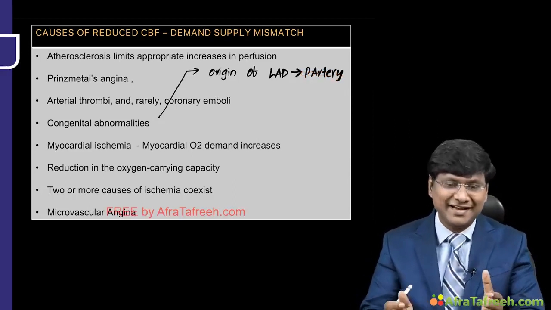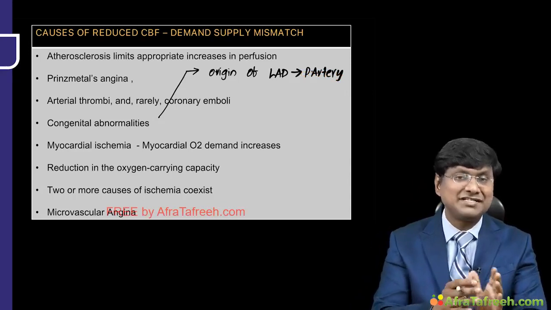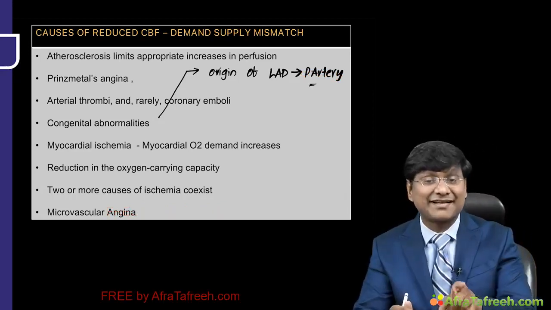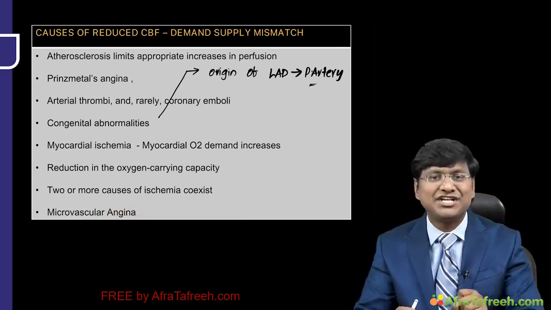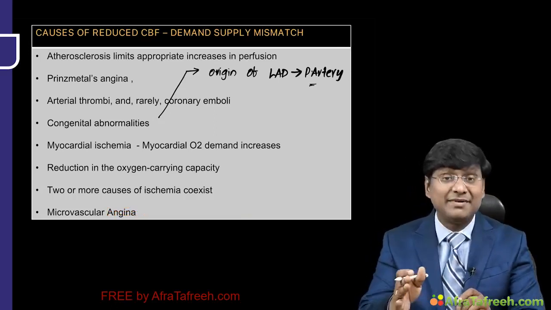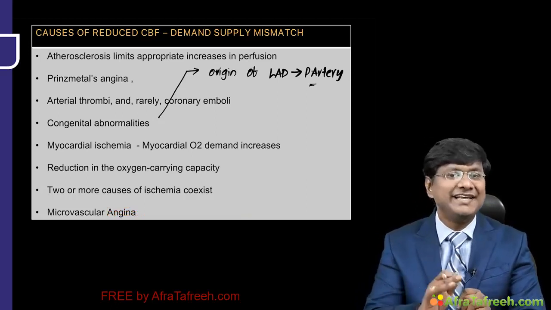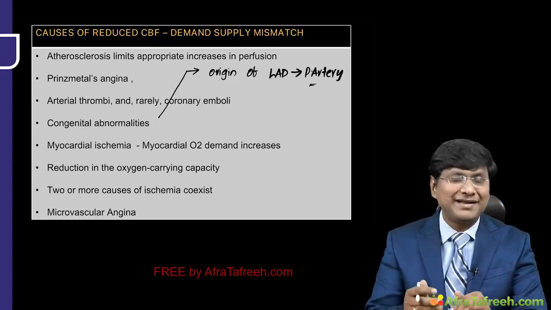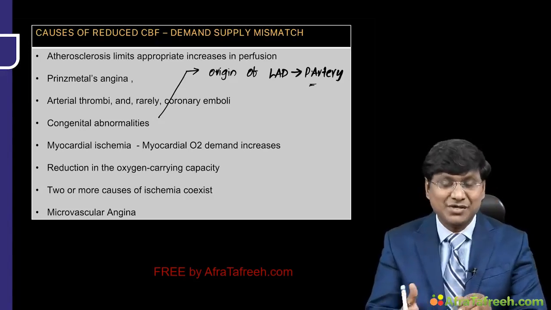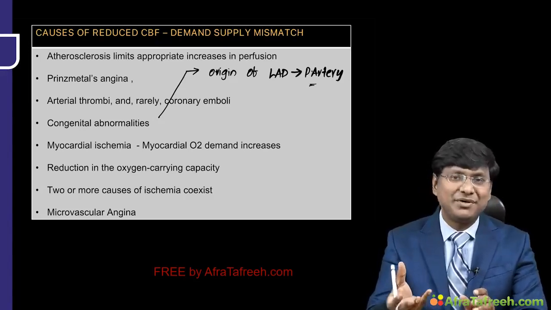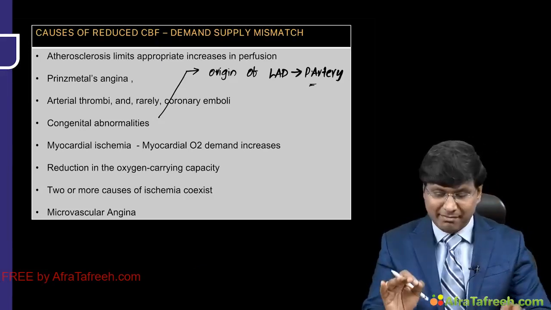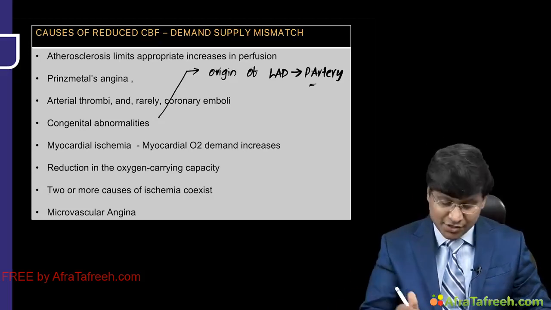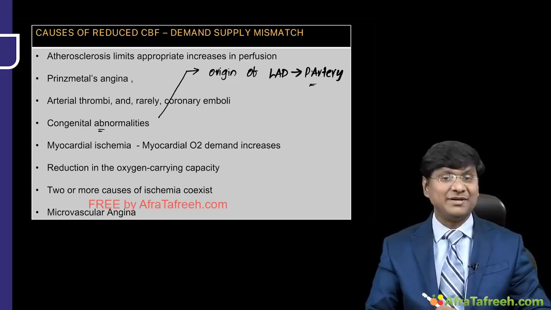The left anterior descending artery has to originate from the left main coronary artery, which is a branch of the ascending aorta. But if it originates from the pulmonary artery, that will cause myocardial ischemia, and there can even be development of infarction in infancy itself. This is because the pulmonary artery contains deoxygenated blood, so deoxygenated blood will be going to your myocardium, causing myocardial ischemia and infarction in infancy itself. So that is about the congenital anomaly.